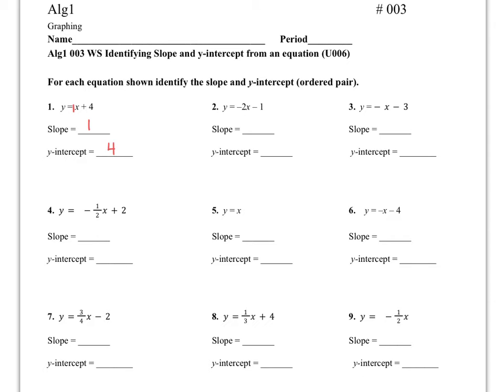If you look at, for example, number 5, my coefficient of x, the number in front that's being multiplied, would be 1. And since there's no number that's being added or subtracted, I can think of it as 0, because I could actually think of that as y equals 1x plus 0.